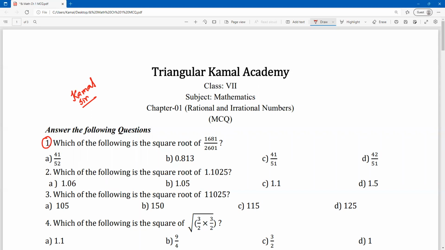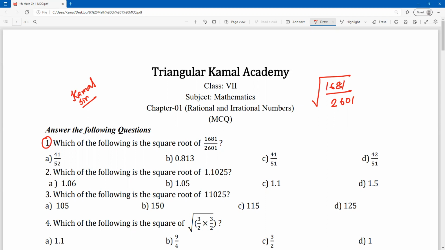Which of the following is the square root of 1681 divided by 2601? So here, this is a fraction. Definitely, we have to find the square root of both the numerator and the denominator: 1681, and this is 2601. If you can memorize the square numbers up to 20, I think you can easily find the answer.